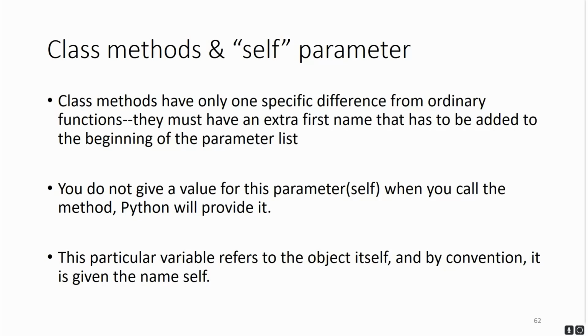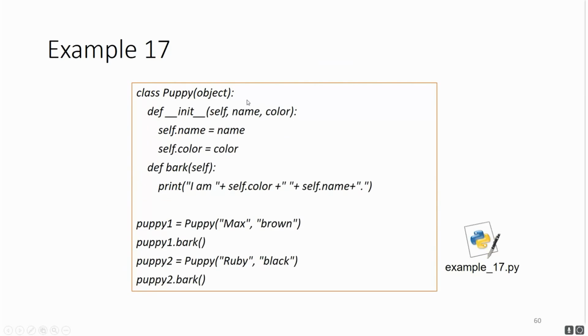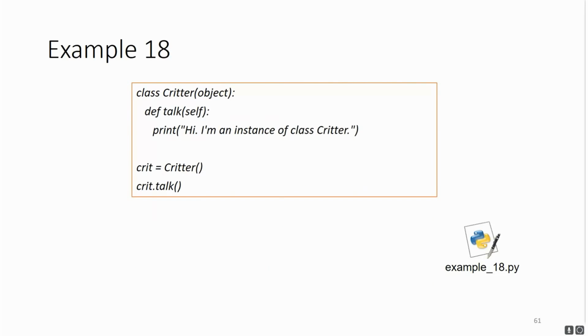This particular variable refers to the object itself, and by convention it is given the name self. So basically, when you create, let's get back to the example. Here, self is a given in all classes. This is to say that this is linked to puppy1, and Python will take care of that. When you create a new instance of puppy, Python will take care of saying that this self is connected to puppy1. So that's why it's organized by Python.